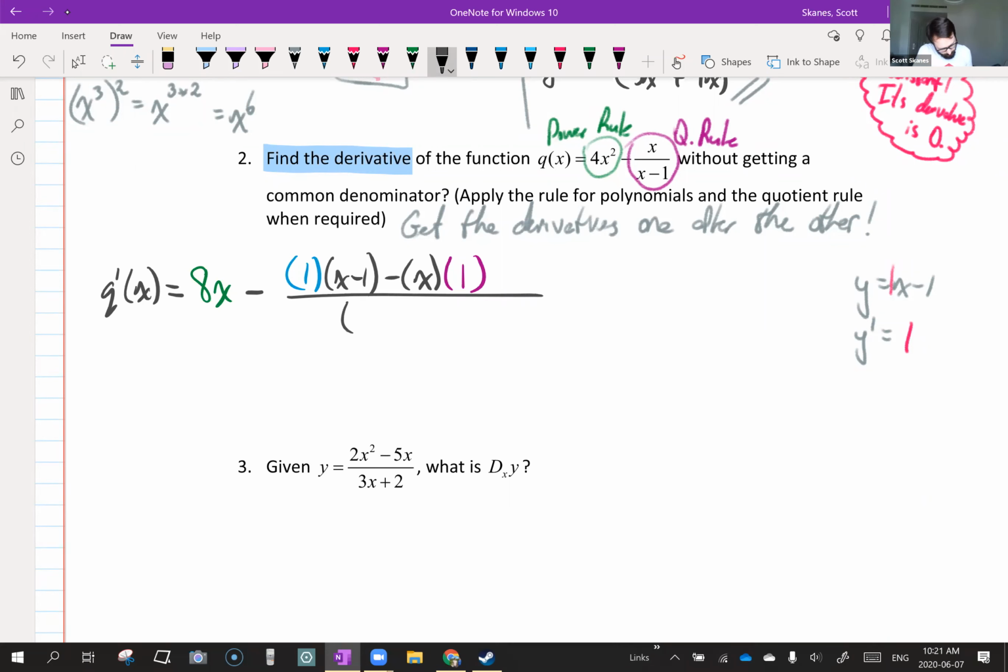Okay, and then the bottom squared. So once again, this is a case where I would simplify this. And the reason I'd simplify is because there's not that much complicated here. This is not complicated. This is not complicated. So we should go one step further to simplify. Let me make it smaller. Now, let's make it easier. 8x minus, this is x minus 1 minus x.